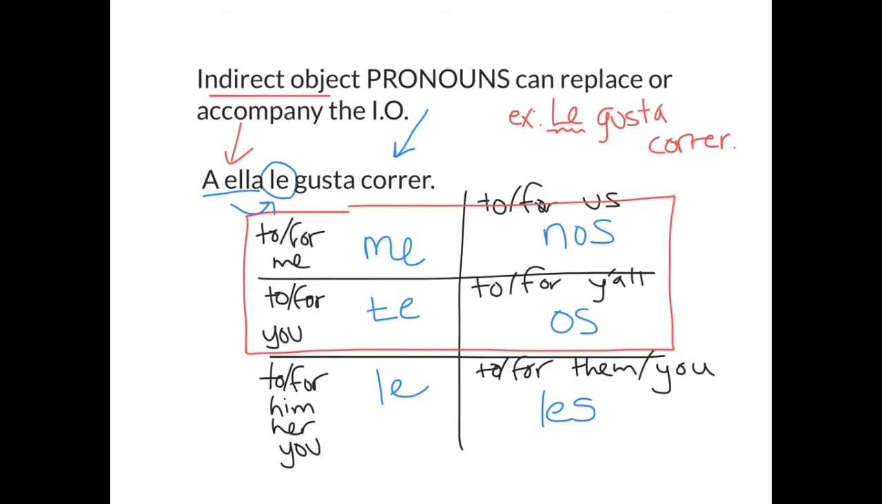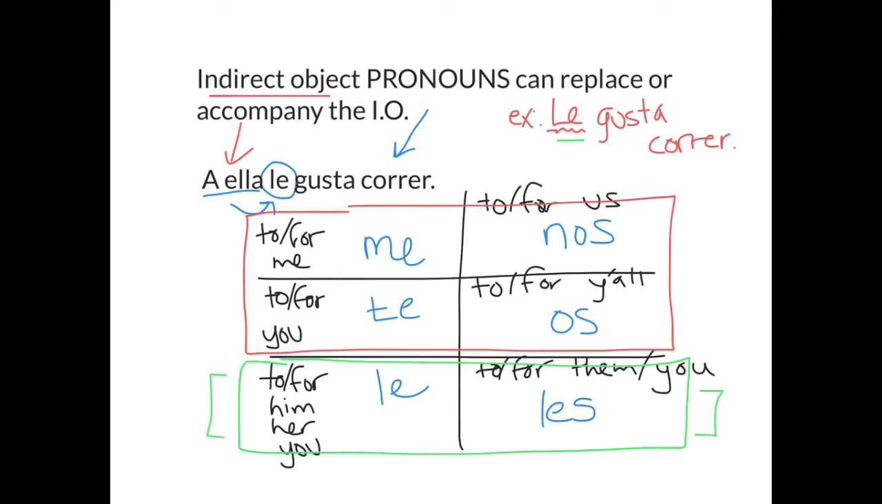Maybe for emphasis you could include it, but it's not super necessary. However, if you just randomly throw out a sentence that uses le or lace, for example, "le gusta correr," without any other information, we're going to have some trouble understanding that, because le could be three different things. Lace could be two different things.